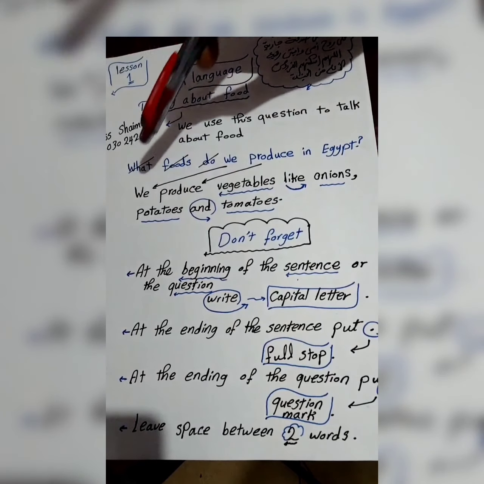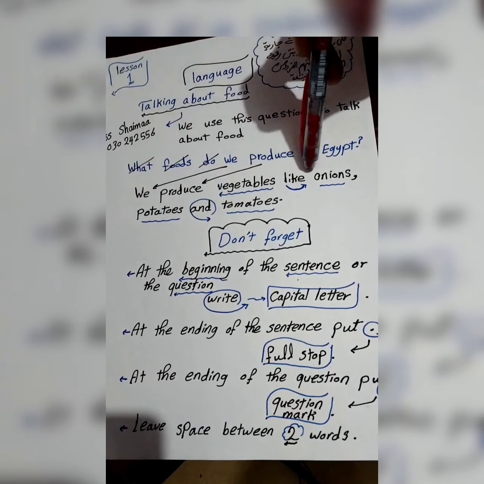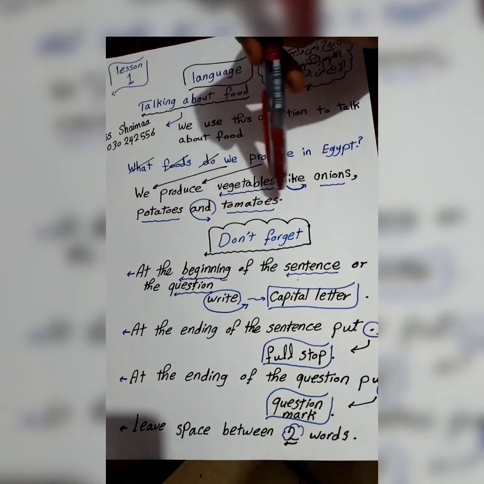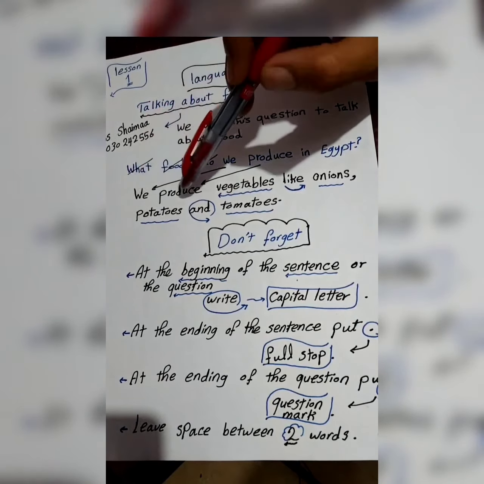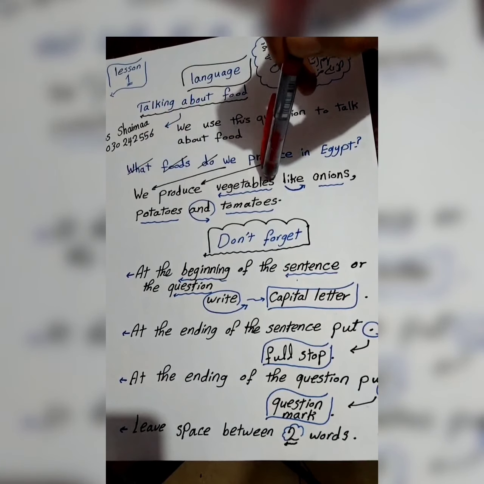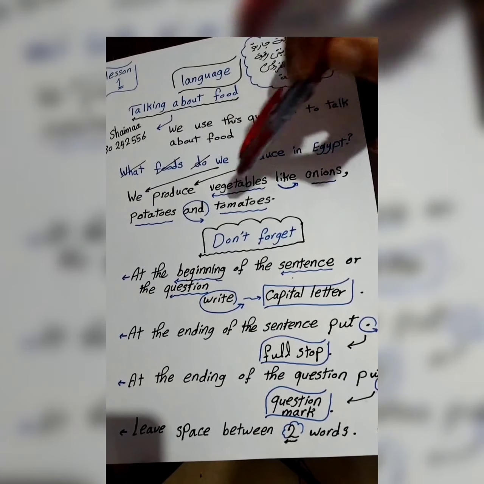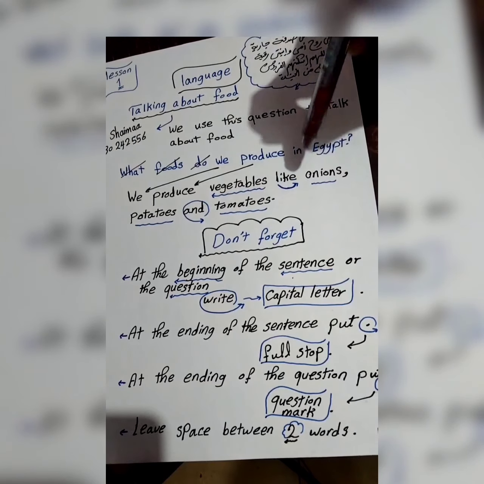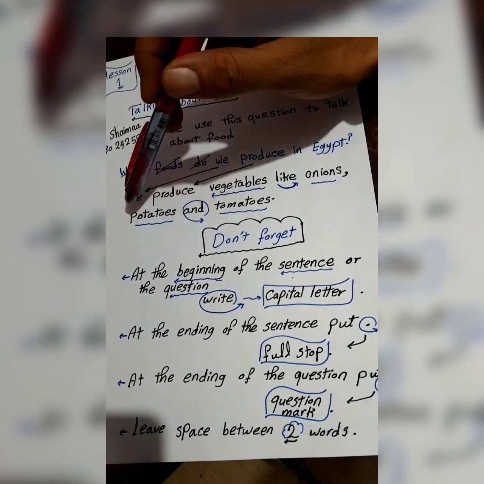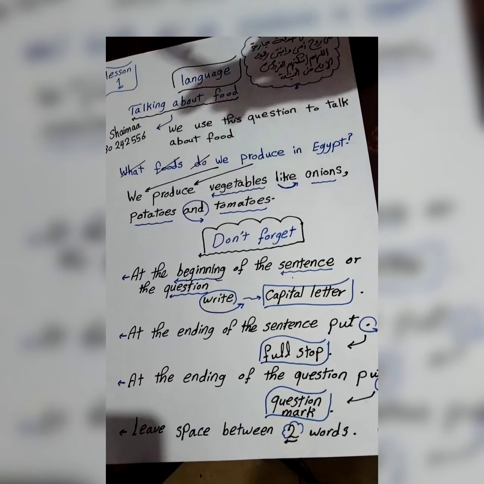Say the answer again. We produce vegetables like onions, potatoes, and tomatoes. We, the subject; produce, the verb; vegetables, the answer. Like what? Complete the answer: onions, potatoes, and tomatoes.